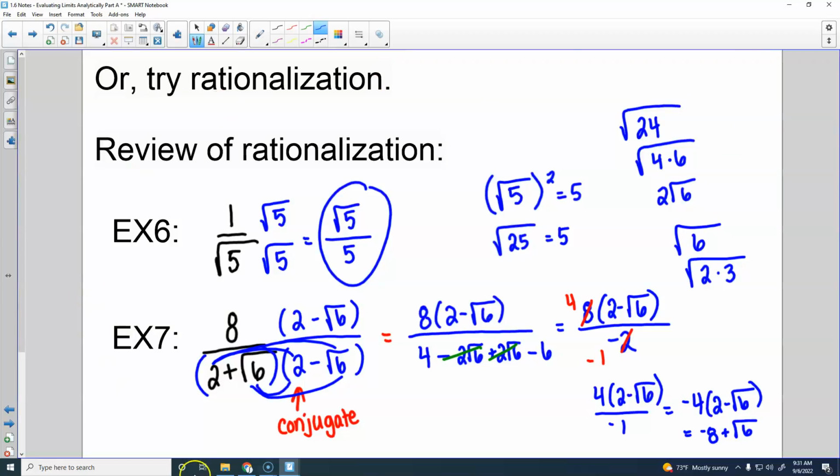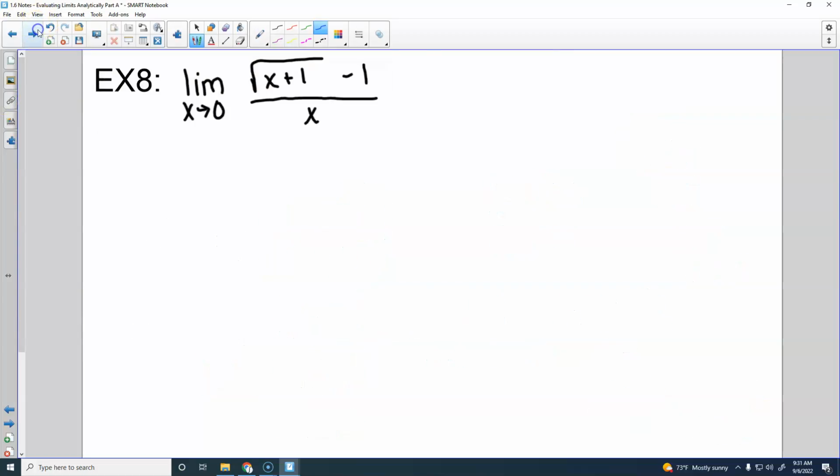Okay, now my main reason for wanting to review this is because we are going to use a similar tactic whenever we deal with limits. So if we look at example 8, we've got the square root of x plus 1, minus 1, over x. So the first step we always need to do is plug in our number: square root of 0 plus 1, minus 1, over 0. And that's going to give us square root of 1 minus 1 over 0. What is square root of 1?